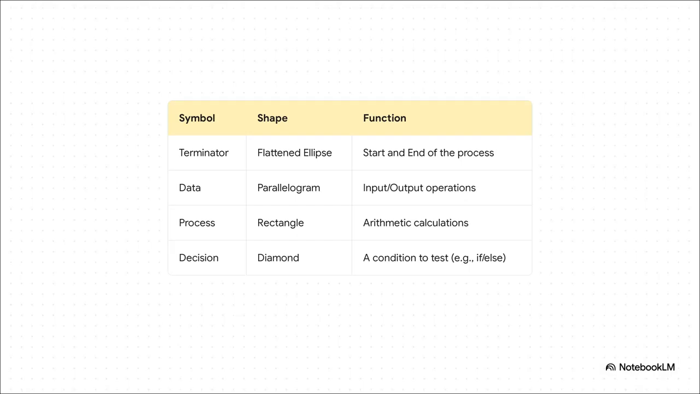Every flowchart tells a story using a simple visual language. Those flattened ovals, they're your start and end points. The parallelograms handle any data coming in or going out. Rectangles are where the work gets done, the calculations. And the most important one, the diamond, that's where the program has to make a choice.